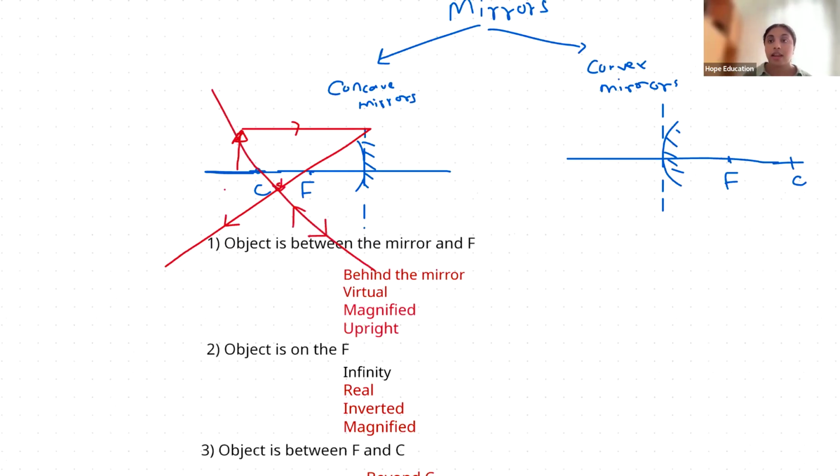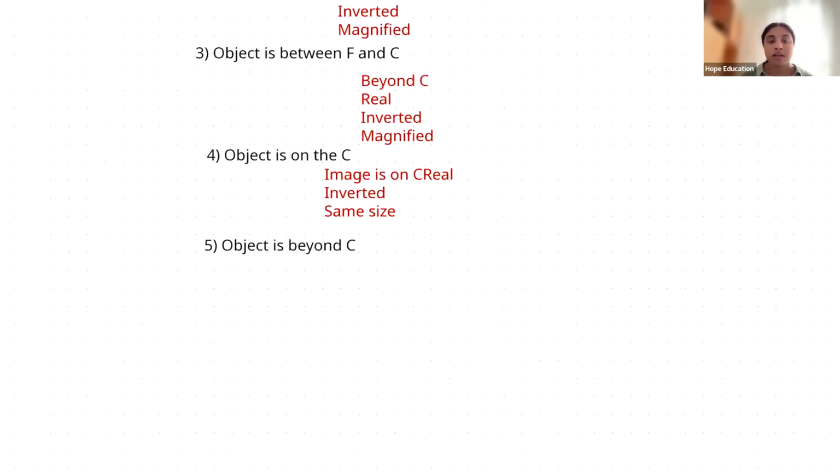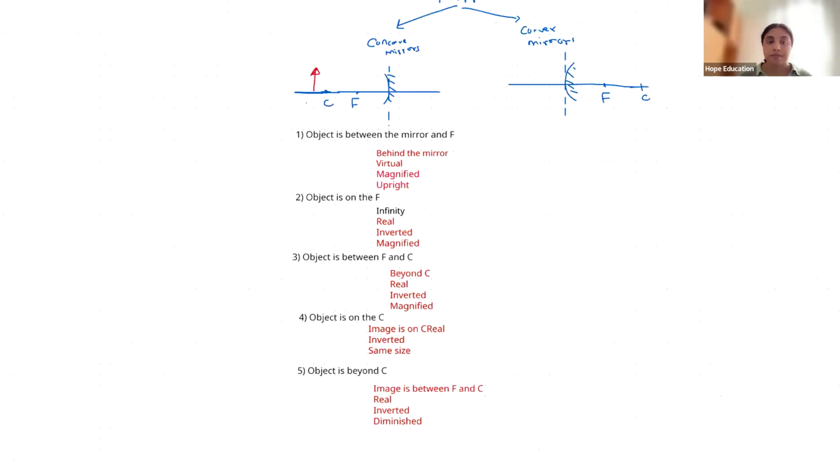So it is real, it is inverted, but it is smaller than the object. So we call it diminished. Okay. So object is beyond C now. Image is between F and C. It is a real image, it is an inverted image, and it is a diminished image. Up to that point, is everything clear? Give me a thumbs up. Quickly.